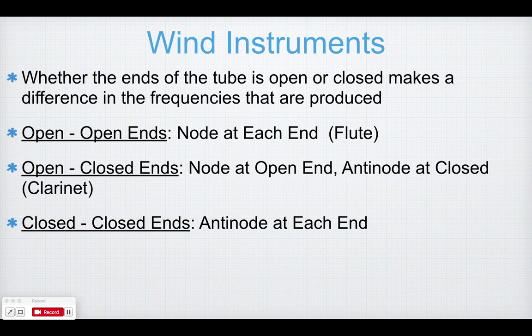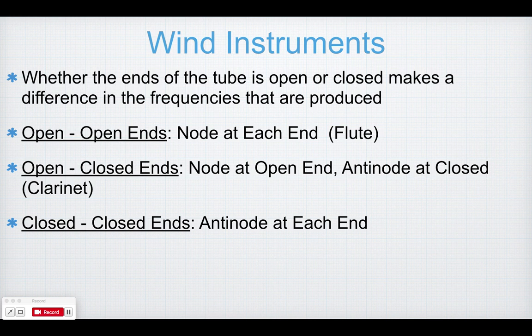So it depends, for a wind instrument, on whether the ends are open or closed. You can have an open tube, for example a flute. Your mouth does not cover the end of the flute. It leaves it open on both ends, so air is free to somewhat come and go from there. For open-open, you have to have a node at each end.